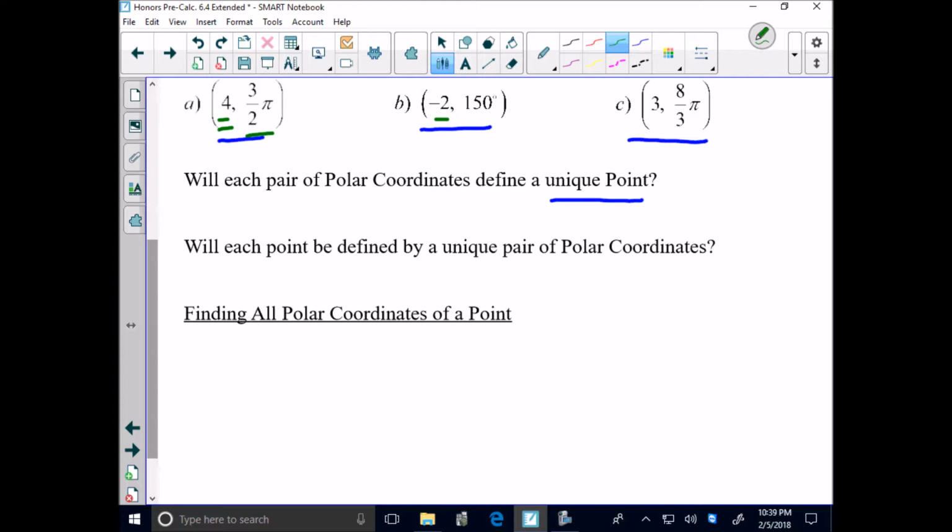And so in general right here, what we can say is that each pair of polar coordinates will define one unique point.